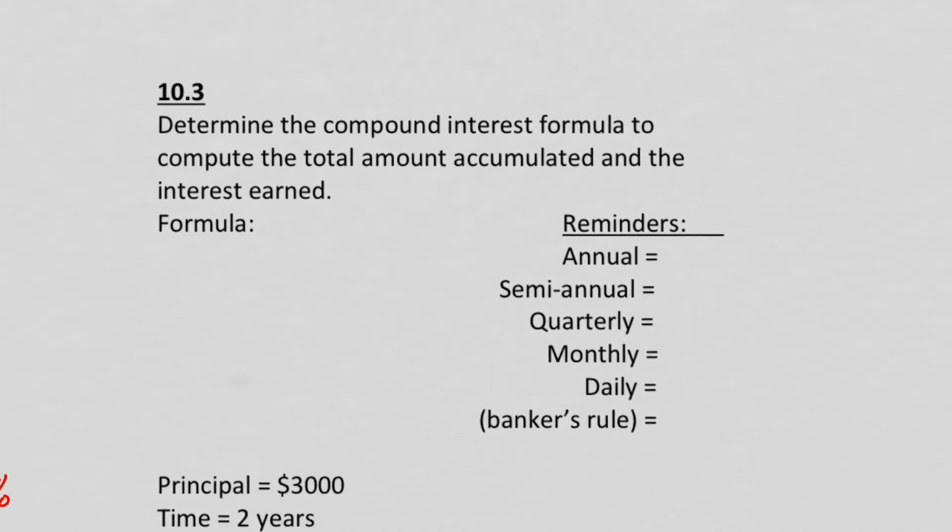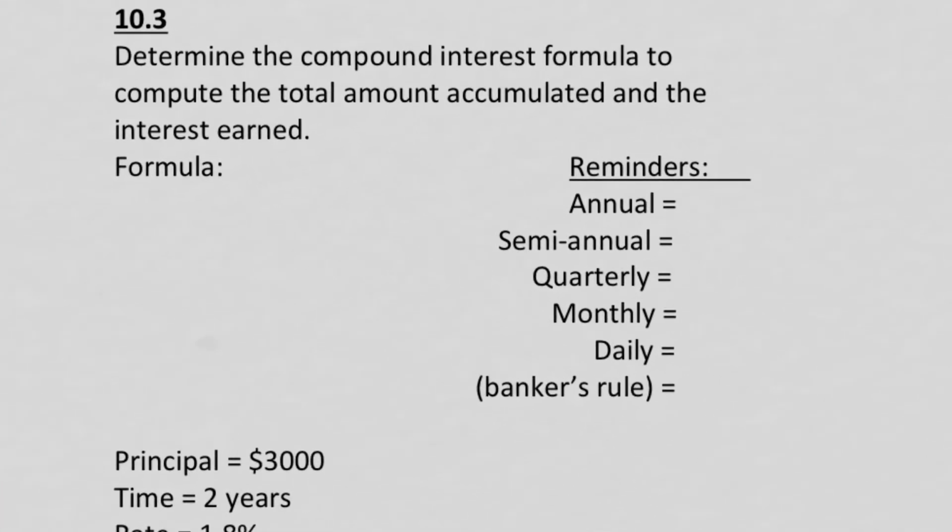Next we have 10.3, which is compound interest. So this one's the bigger formula. And so determine the compound interest formula to compute the total amount accumulated and the interest earned. So remember, the A stands for account, your account in the future. So principal times 1 plus the rate divided by the number of compound periods raised to the number of compound periods n times t in years.